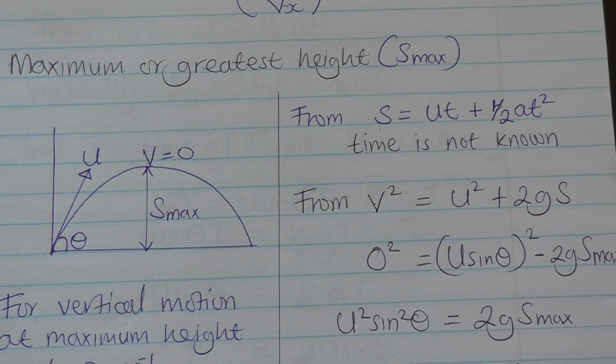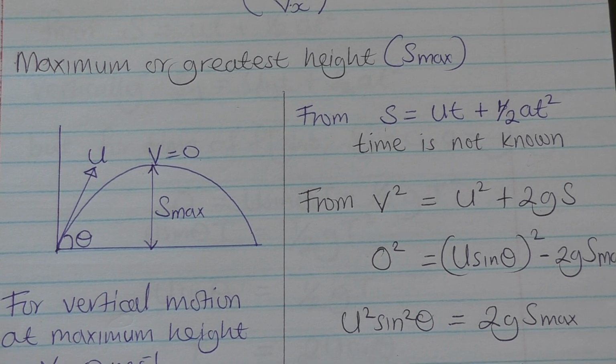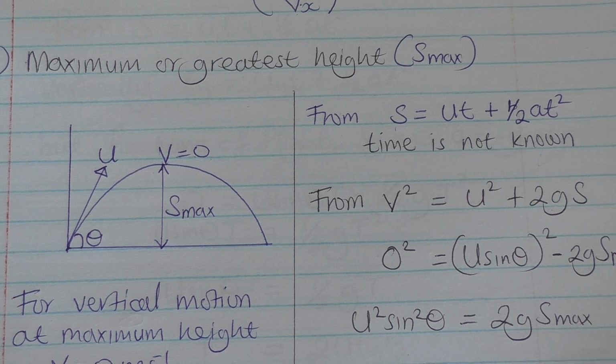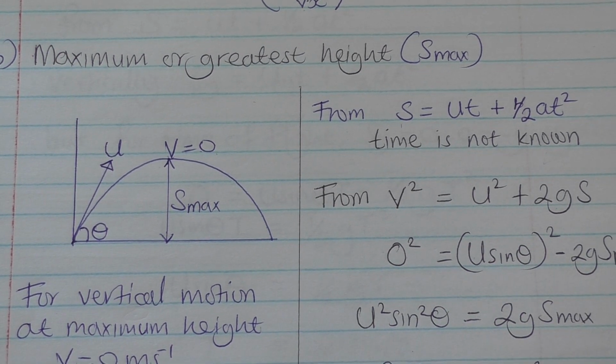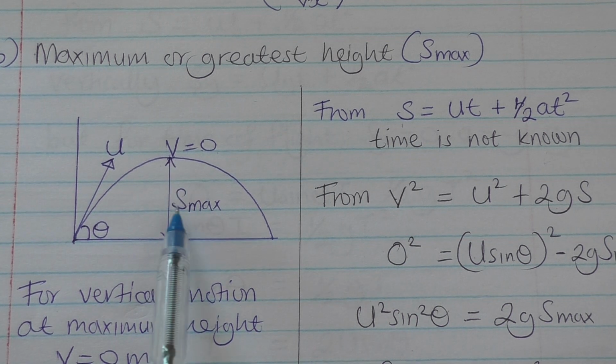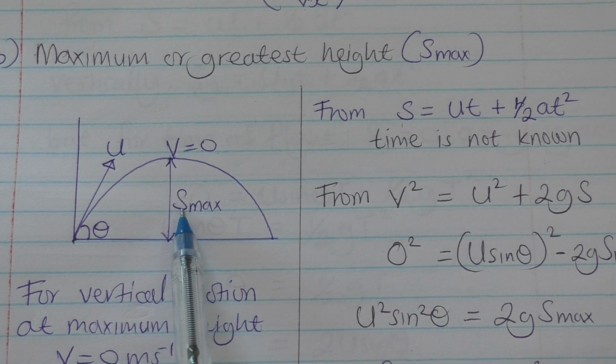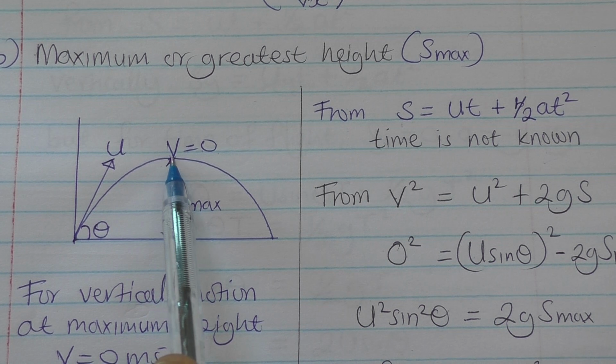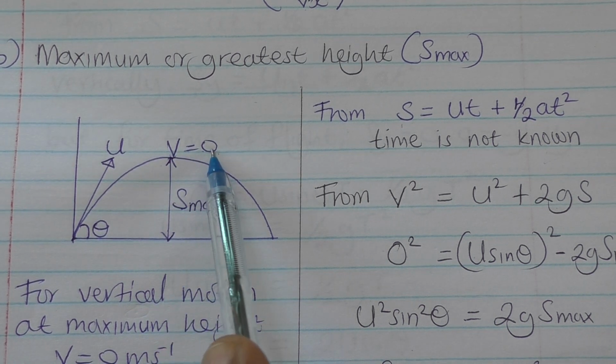Then we also look at how we get greatest or maximum height reached by the body. Assuming this is the greatest height, which we are calling S maximum. At this point, our final velocity is 0.